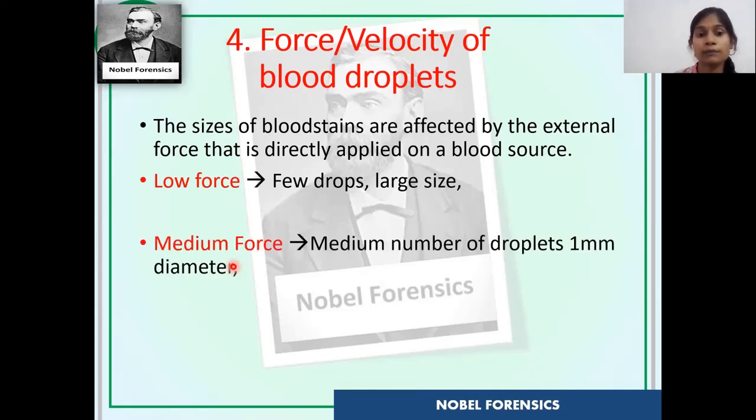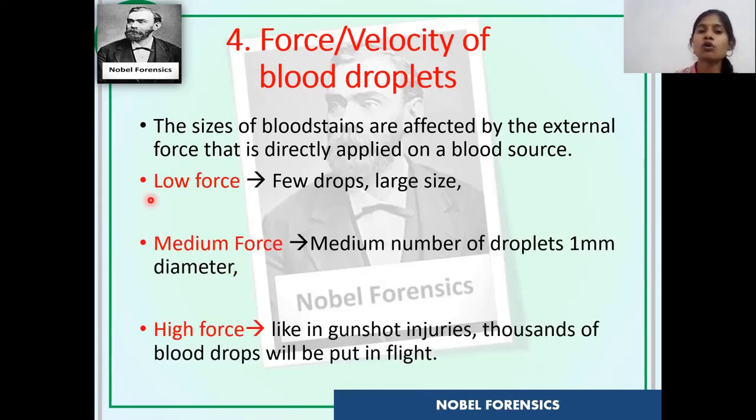Then low force, medium force, and high force. In low force cases, whenever applying low force on any tissue, there is only formation of a few drops, and those drops are of larger size. Whenever applying medium force, the number of droplets is in between low force and high force, and the diameter of the blood stains is usually 1 mm. Then high force, like in gunshot injuries, firearm bullet injuries, thousands of blood drops are put in flight. So there are very small blood stains in large numbers.